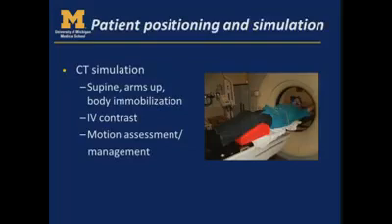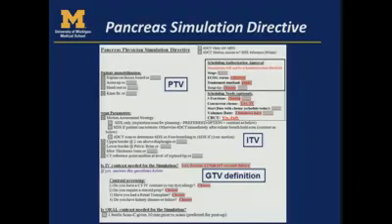So what about patient positioning and simulation? Generally, supine arms up, body immobilization, IV contrast, and we'll go over the timing of contrast in the next slides, and then motion assessment and management as well. So here's the simulation directive that we use. Up here, under patient immobilization, these are the margins that you're going to think about. So PTV margin. Down here, motion assessment strategy is going to impact how much of an ITV, if any, that you have there. And then the IV contrast is really important.